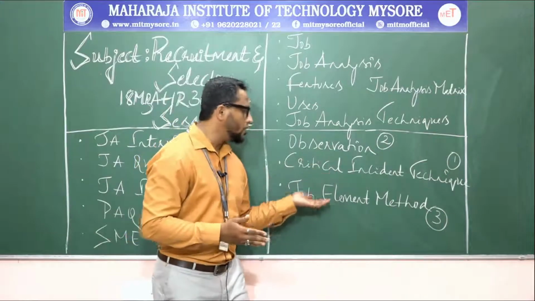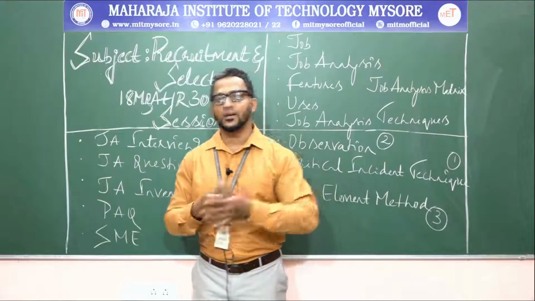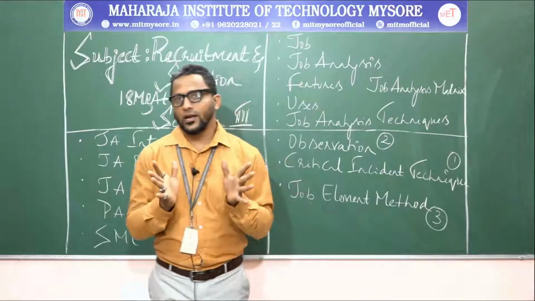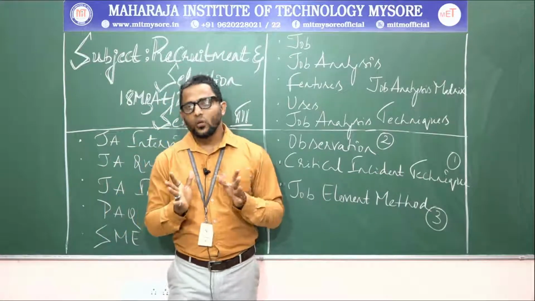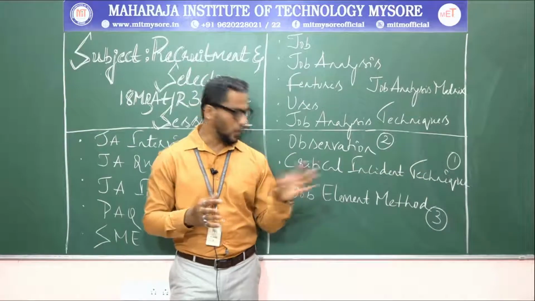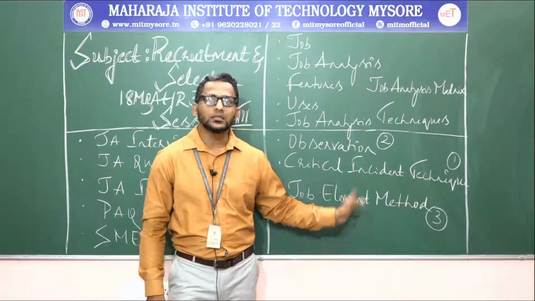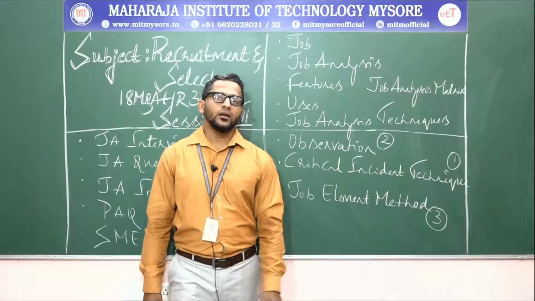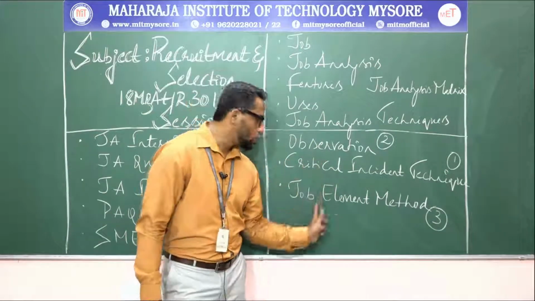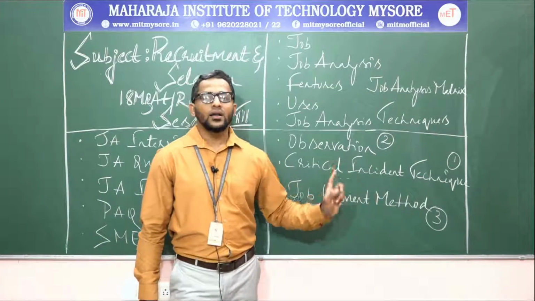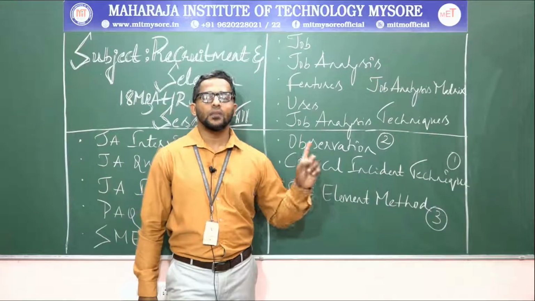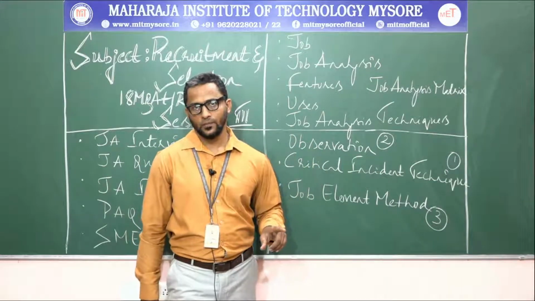And finally, to go with this job element method, we have a few steps. First, you have to select a panel of raters. Once you select the panel of raters, we try to develop the job elements. We select the job elements and sub elements, rate those job elements and sub elements, then analyze this job element method, and finally amplify the sub element definitions.